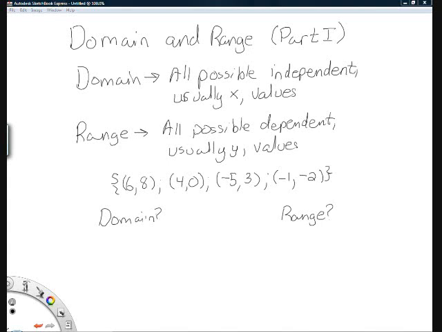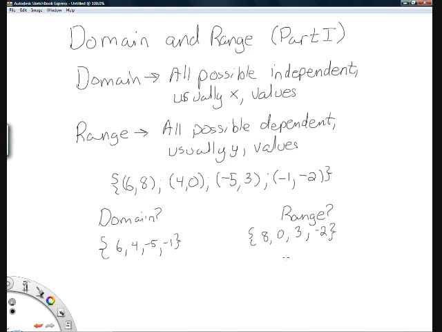So in this set of points that you see on the screen here, that came from an unknown relation, we don't even need to know the graph of it. We need to state the domain. The domain as a set would be all possible x values. So the x values are simply 6, 4, -5, and -1. The range is all possible y values, or 8, 0, 3, and -2. Domain is all x values, range is all y values.